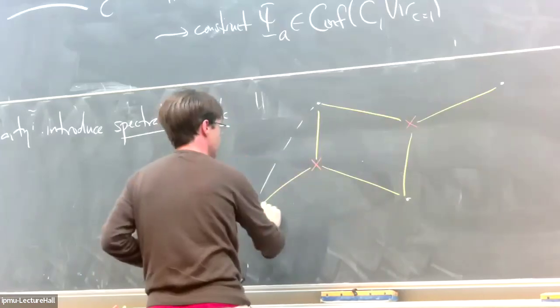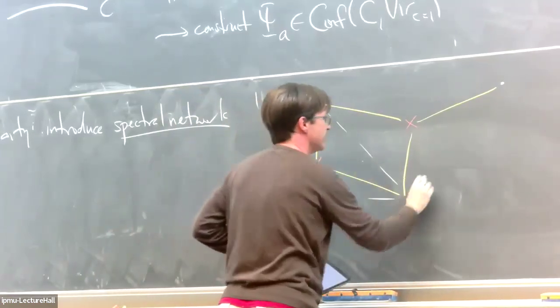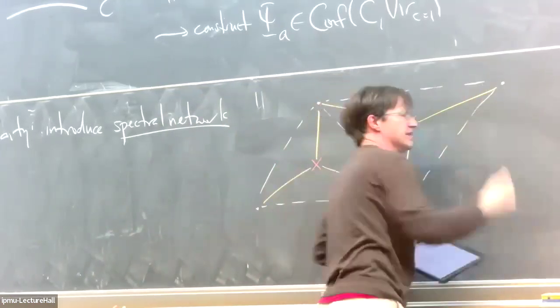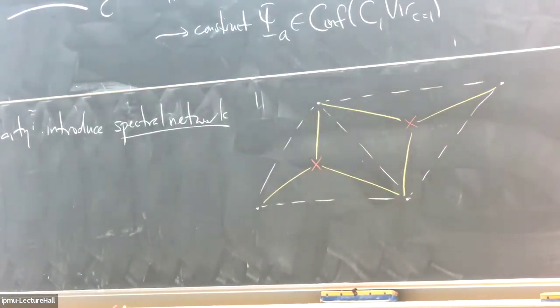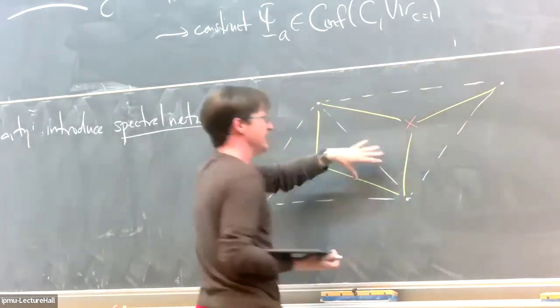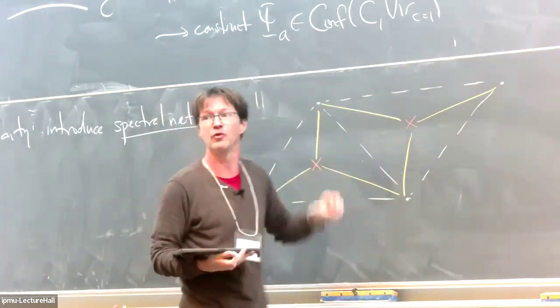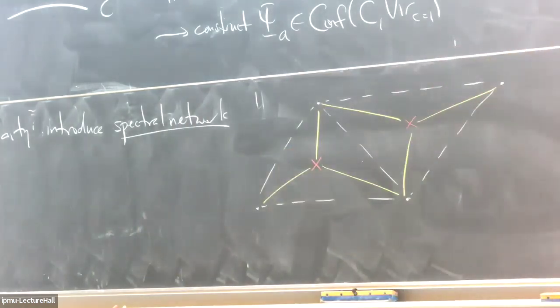This data, combinatorially, is the same data as giving an ideal triangulation of the punctured surface. So I said at the beginning, we're trying to relate conformal blocks to this cluster quantization, which uses ideal triangulations. So here's the moment where you use an ideal triangulation. You have to draw this picture.